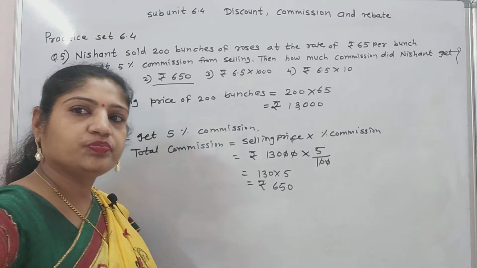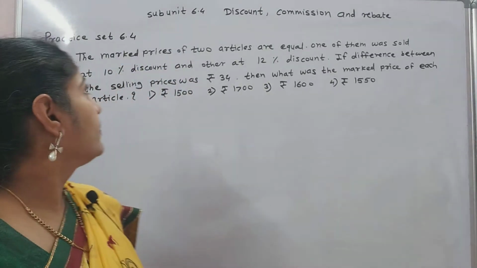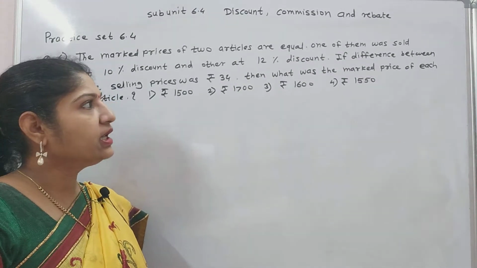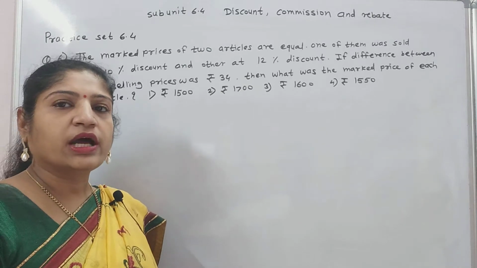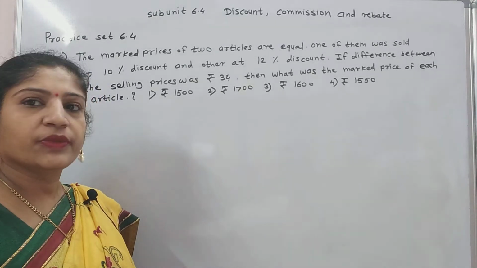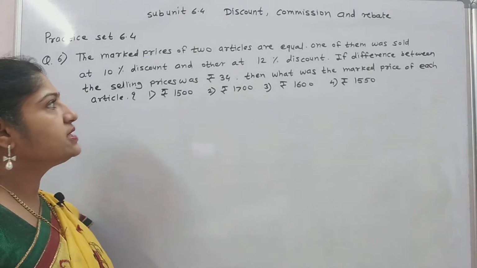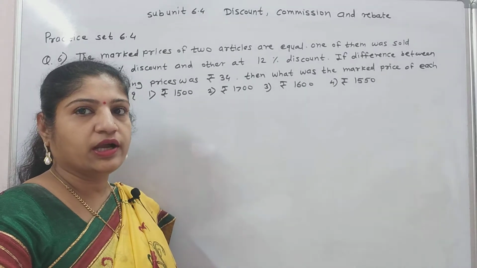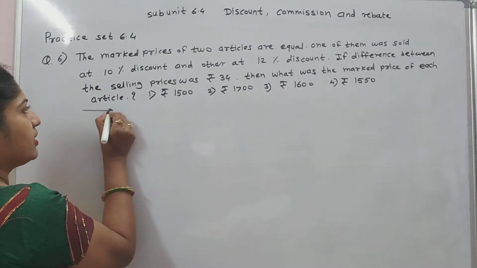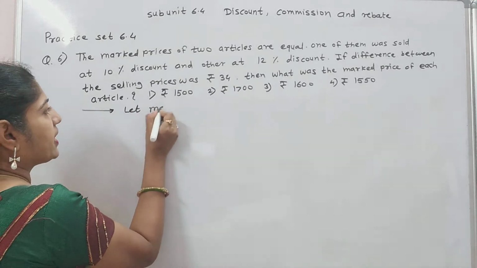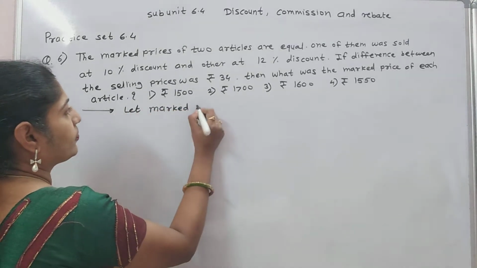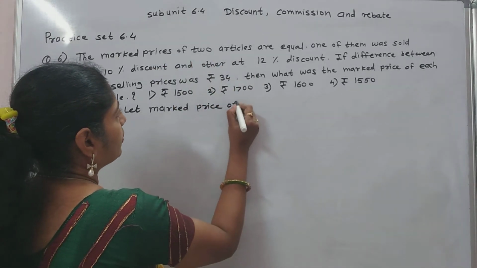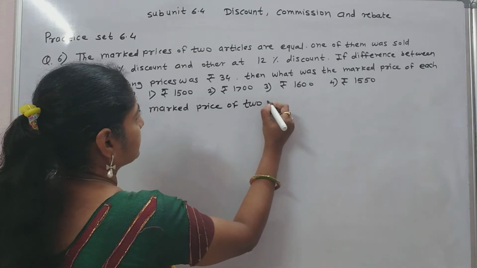Option number 2. Next example: the mark price of 2 articles are equal. One of them was sold at 10% discount and the other was sold at 12% discount. If the difference between the selling prices was rupees 34, then what was the mark price of each article? First of all, let the mark price of both the articles be equal. So mark price of 2 articles be rupees X.